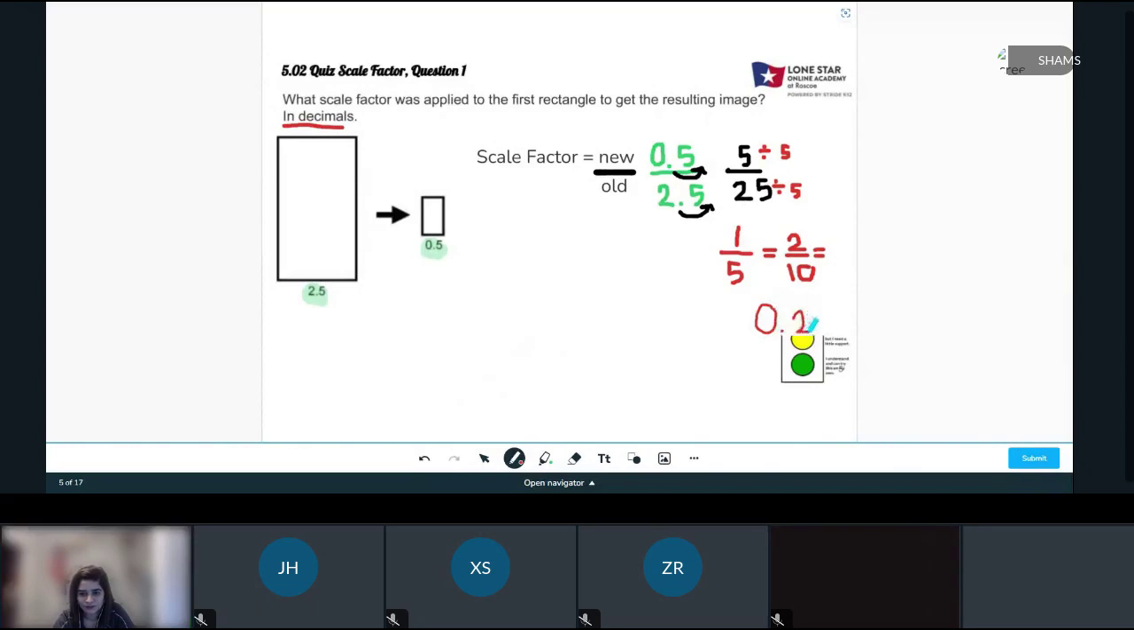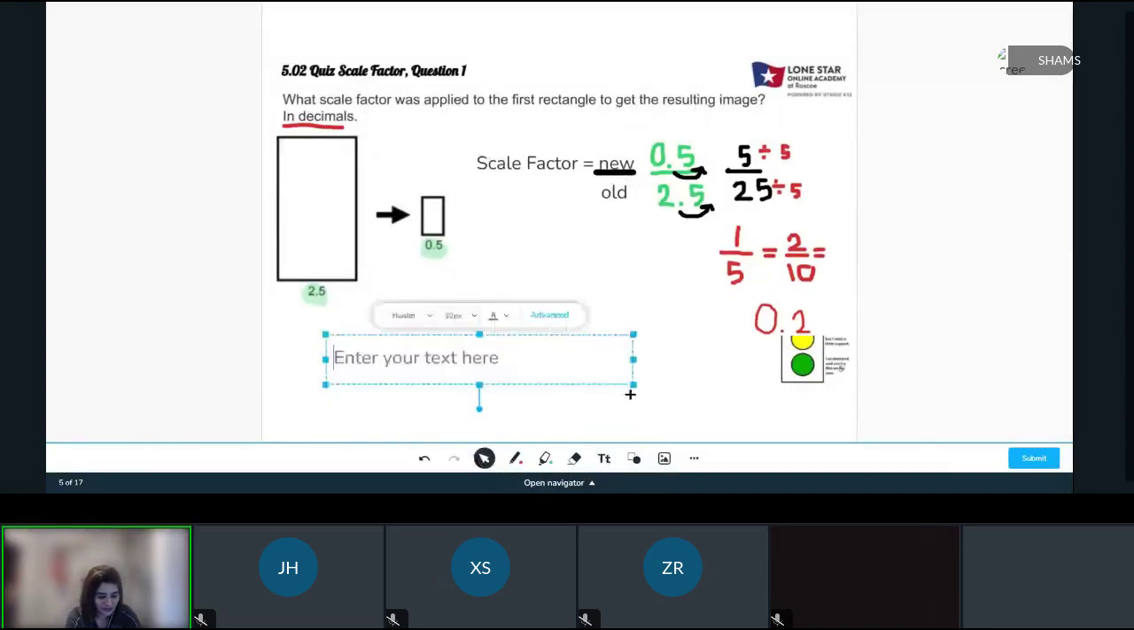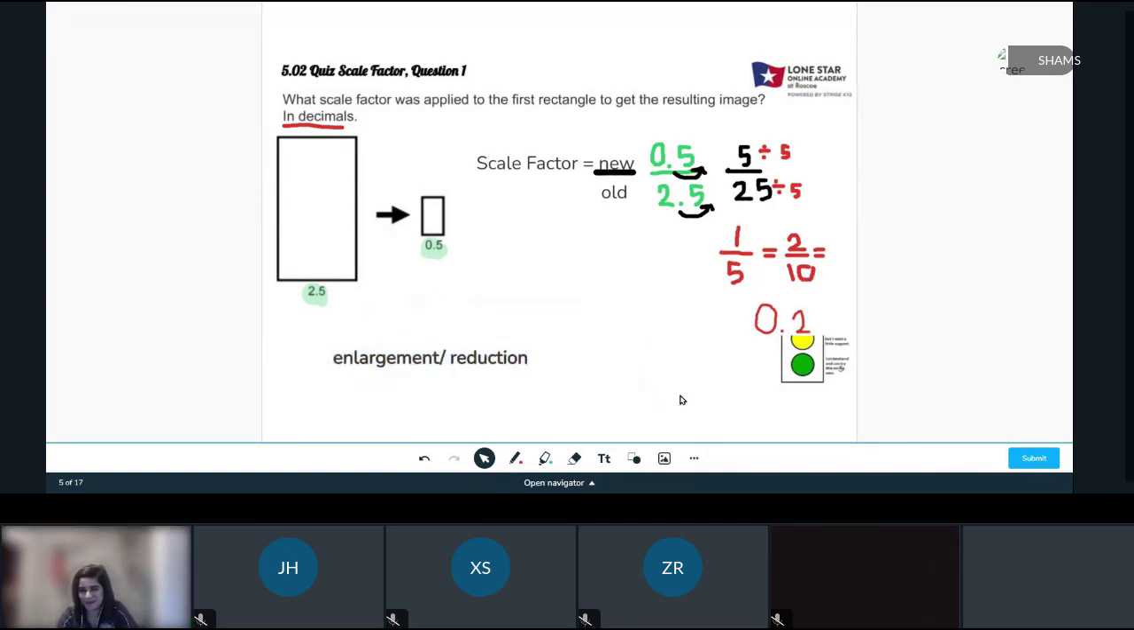0.2. Very good, very good. Think about my original question. Do you think it is enlargement or is it reduction? Is it enlargement or is it reduction? What happened to the original rectangle from here to here? Reduction. Very good. It is reduction.